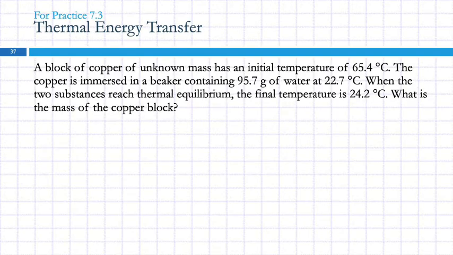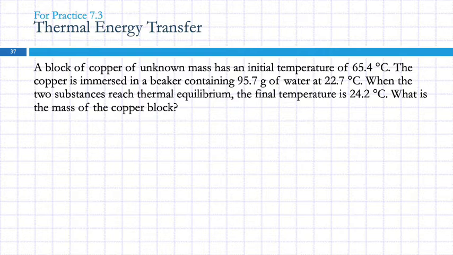So a block of copper of unknown mass has an initial temperature of 65.4 degrees Celsius. The copper is immersed in a beaker containing 95.7 grams of water at 22.7 degrees Celsius. When the two substances reach thermal equilibrium, the final temperature is 24.2 degrees Celsius. What is the mass of the copper block?